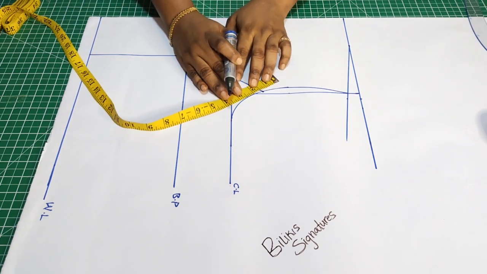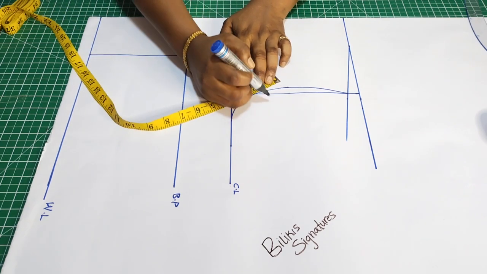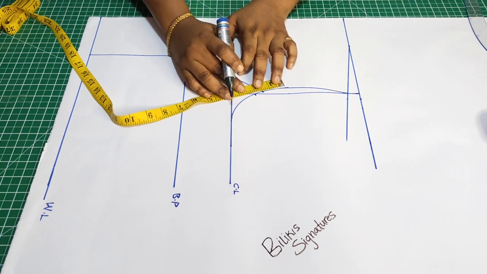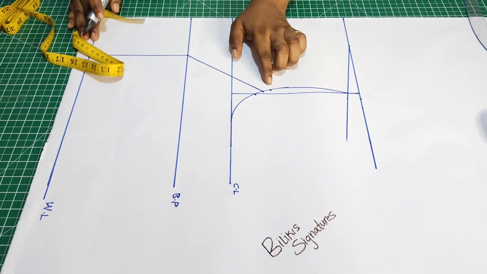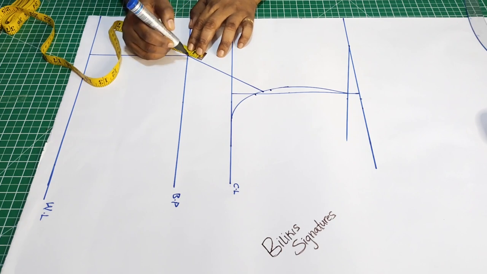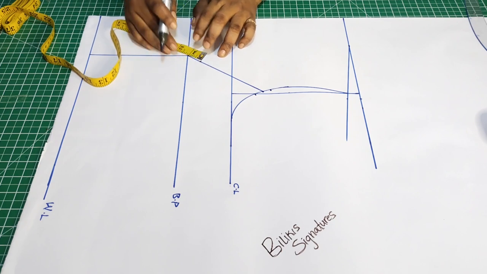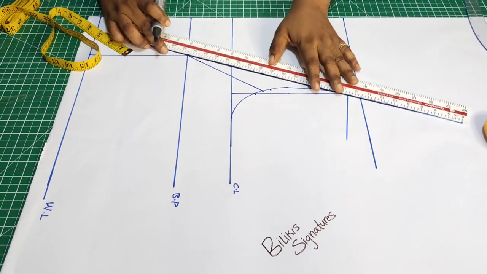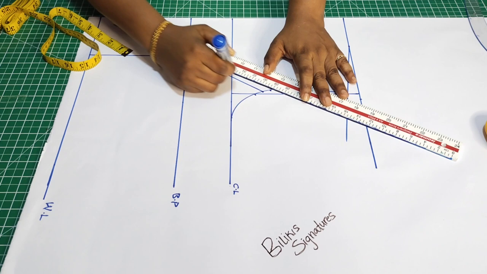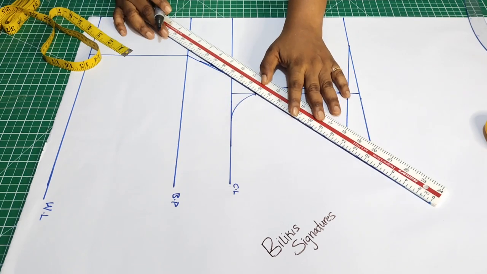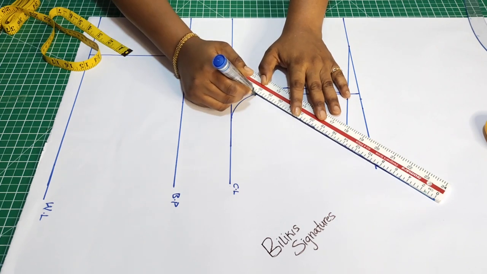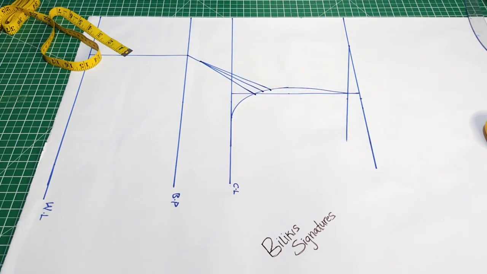So here I'm just going to do half an inch on both sides. So this is the line, half an inch here, and also half an inch here. Then I'm going to connect this dart straight here. But before I do that, you have to go up by 1 inch from the bust point line. Good. The dart is formed.